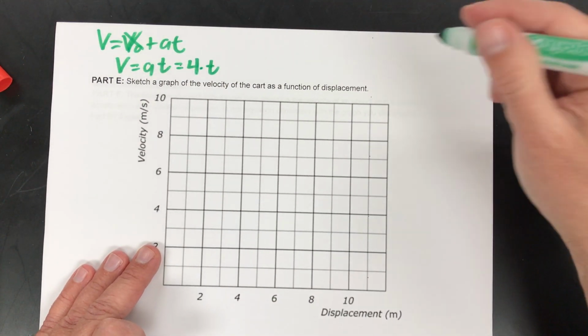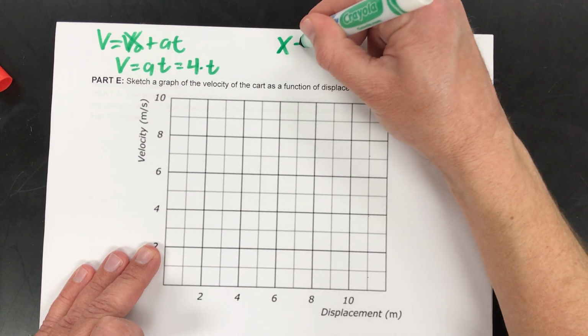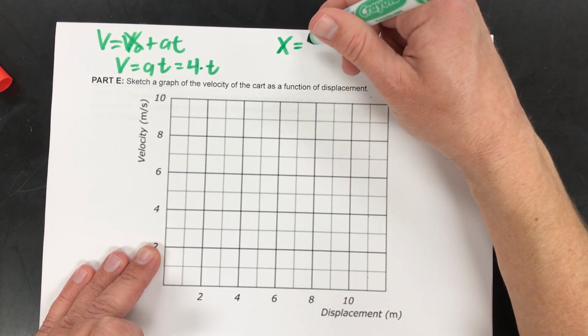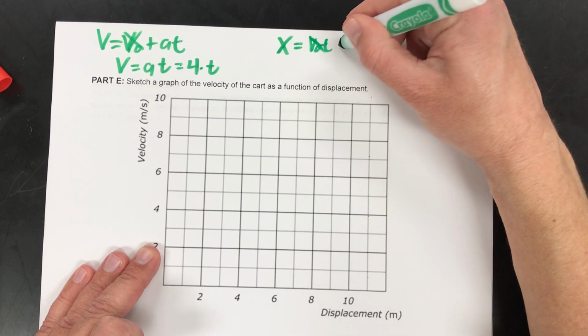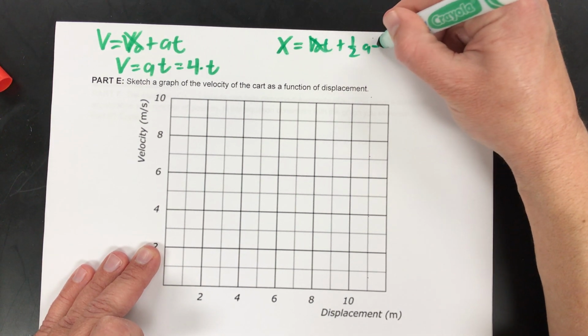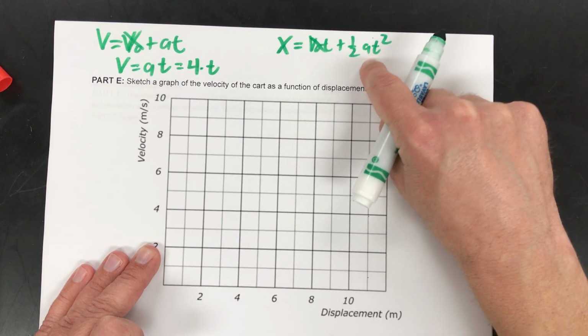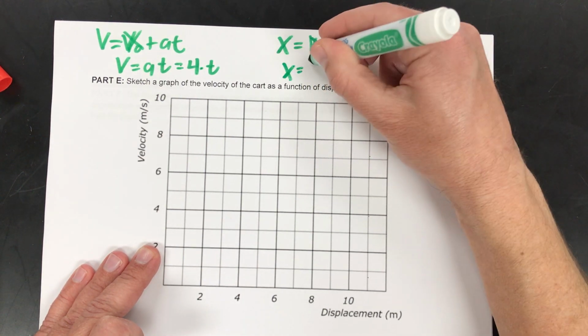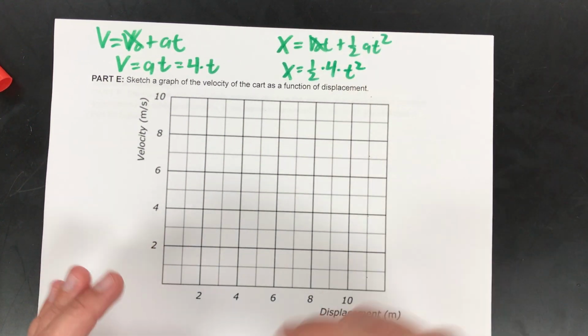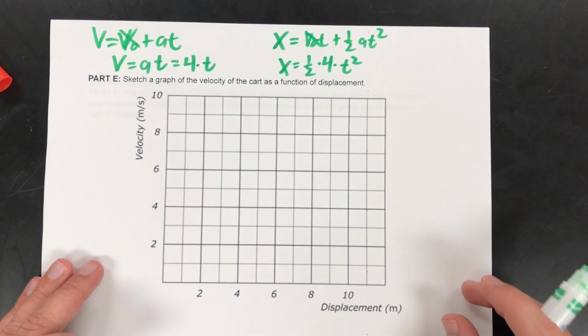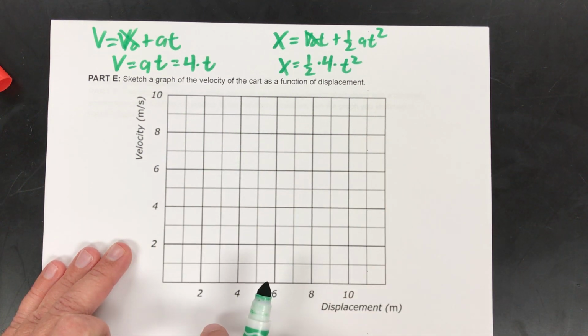The other equation that we can use is the third equation. Our position will be equal to v0 times t, but no initial velocity, so that will drop out, plus 1/2 a t squared. So if we substitute in for our a here again, we get 1/2 times 4 times t squared. And now we can start to plug in some points here and plot the shape of this graph.